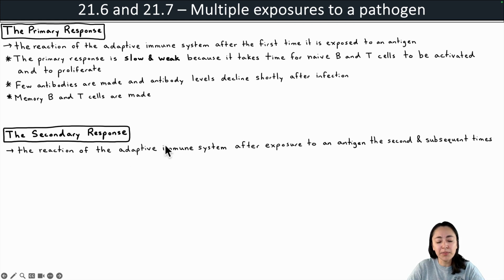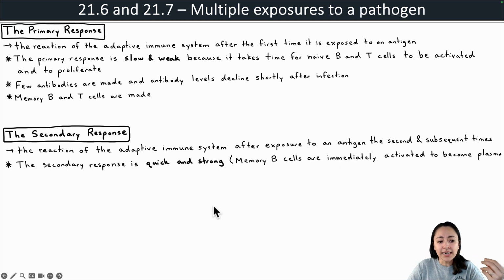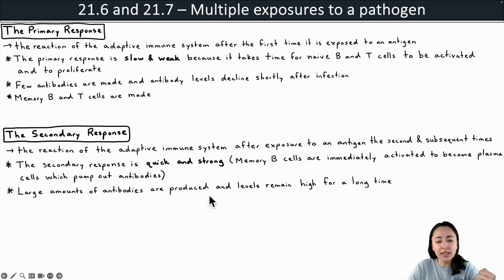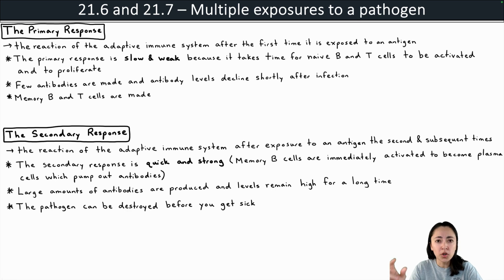This is the reaction of the adaptive immune system after exposure to an antigen the second and subsequent times. The secondary response is quick and strong because you have these memory B cells, for example, that can immediately be activated. They'll become plasma cells, which will then start to pump out a whole bunch of antibodies. The large amount of antibodies produced remain at high levels for a long time, giving you long-term immunity. The pathogen can then be destroyed before you even get sick. Your body can respond so quickly when you're exposed again because those antibodies help your body quickly recognize and then react to the antigens that are present.